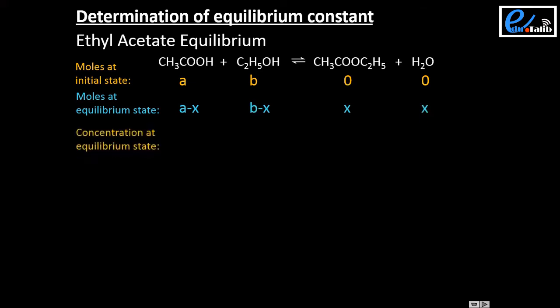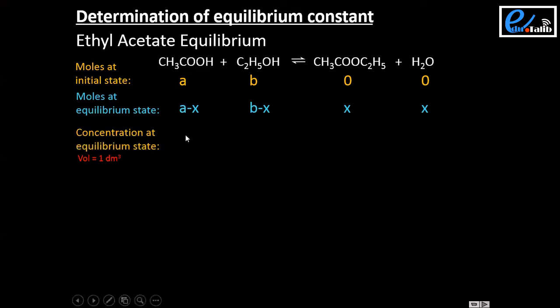Now turn to the right, which is the concentration at equilibrium state. When we write the concentration at equilibrium state, we must know the volume of the container where the reaction is to be processed. Here, we are assuming the volume is 1 dm cube.